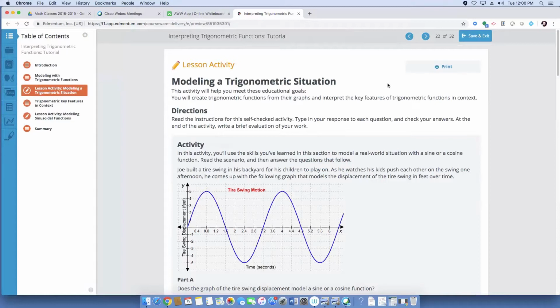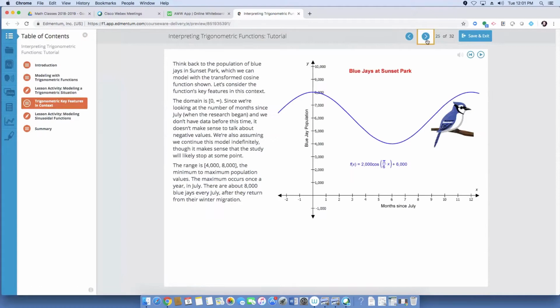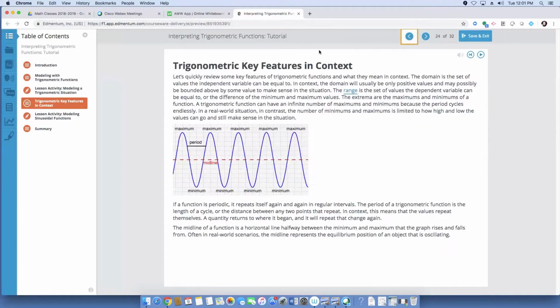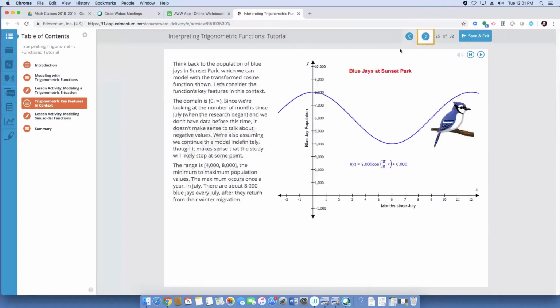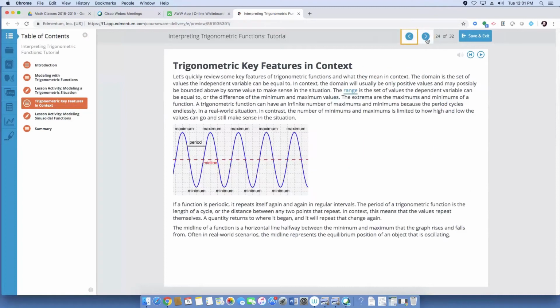And so that was for the last question. If you're struggling with domain, these pages will be for the last question I just did. But if you're struggling with domain and range, pay attention to pages 24 and 25. So these are the domain and range pages. I just had those in my notes.